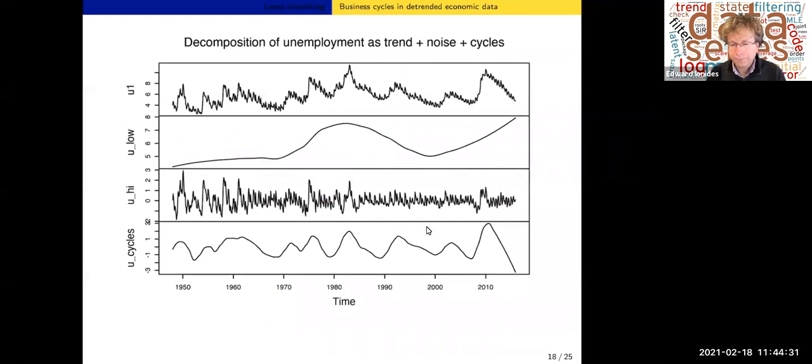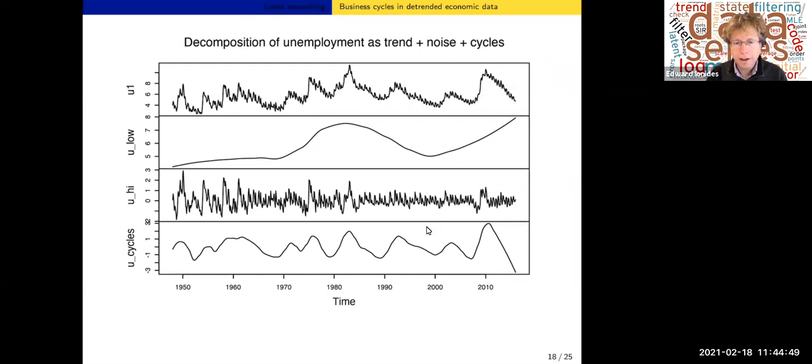And here we go. U1 is the original unemployment data. U2 low is this long-term trend. U cycles is our cycle estimate, and U high is all the noise that's left over.